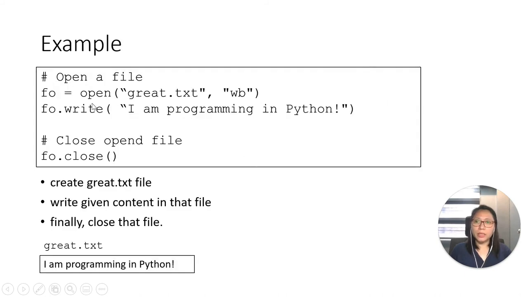Here is an example. We open the file and then we execute that write. I am programming in Python, and then we close the file. Here, the content of the grade.txt is this one. If you open the file after executing this program, your grade.txt file should contain this.